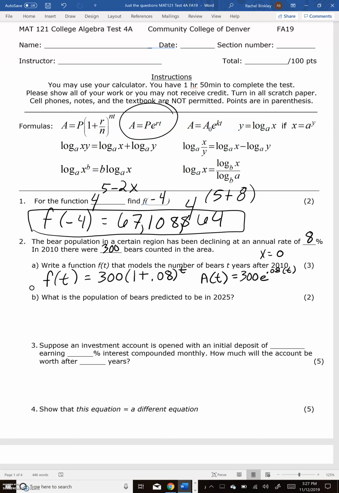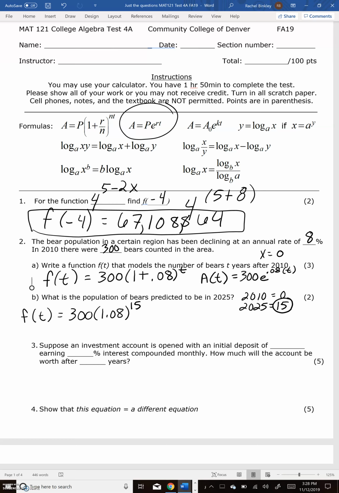So what is the population of bears predicted to be in 2025? Well, if 2010 was year 0, 2025 will be how many years later? 15 years later. So we want to know where t is equal to 15. On this side, we are just going to put into our calculator 300 times 1.08 to the power of 15.